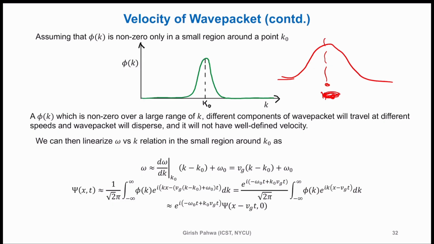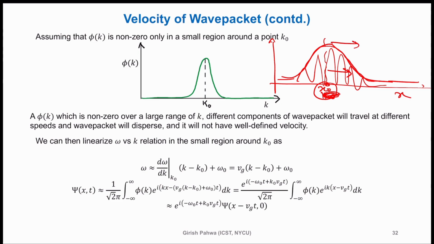k naught. So this is x. I'm in the x space, position space. So this will be some x naught, and the center of this wave packet is moving with some velocity. This whole envelope of that wave packet, inside this you may have several oscillations if I plot the real part, and this whole thing is moving with the velocity Vg. So this is called group velocity because it's made up of several waves.